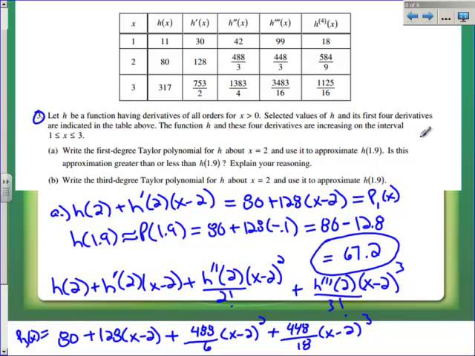And by the way, let's go back and answer the second part for A. Is this approximation greater than or less than h of 1.9? Well, since my first derivative is positive and my second derivative is positive, that means our graph is concave up. And I just did a tangent line to a concave up graph. And where do tangent lines fall? This is below the graph. So this is too low.